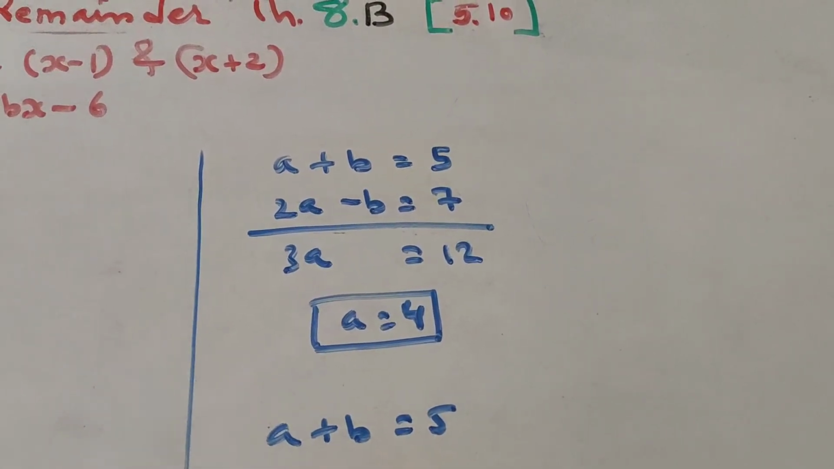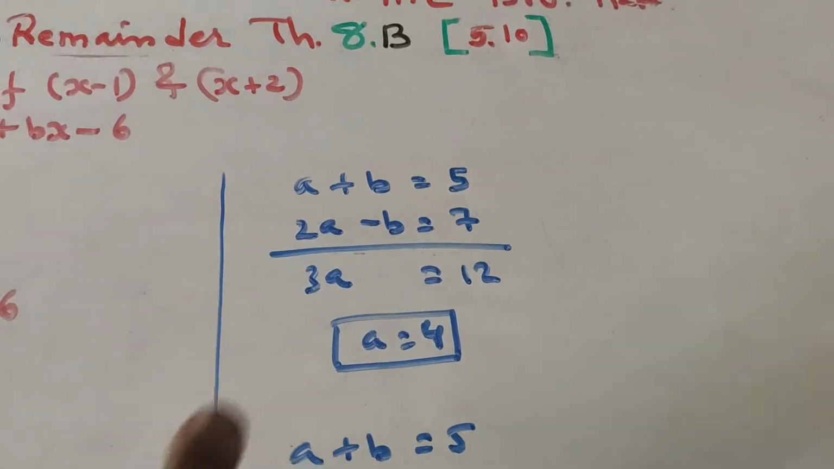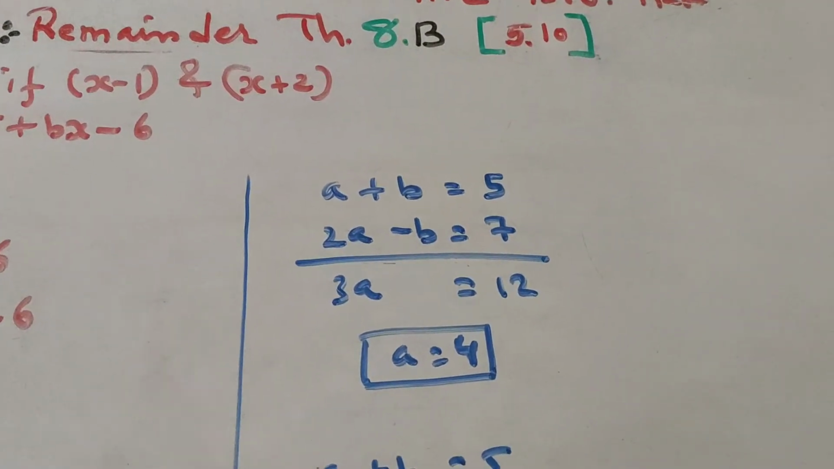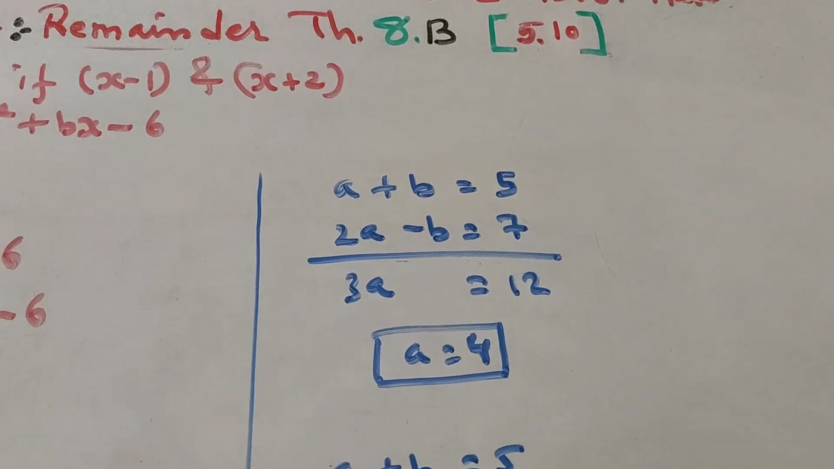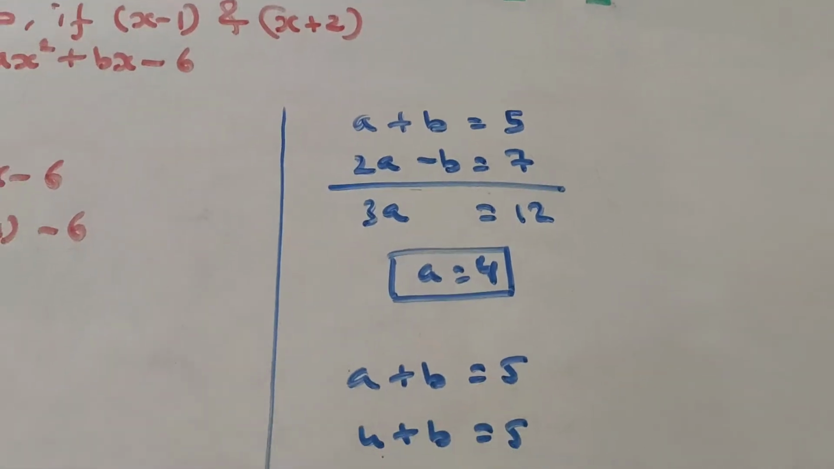You don't need to multiply with any of the numbers because plus b and minus b are there. You can cancel it in the simplest way. So a plus 2a becomes 3a, 5 plus 7 becomes 12, therefore the value of a is equal to 4.